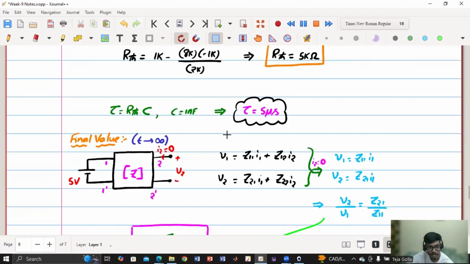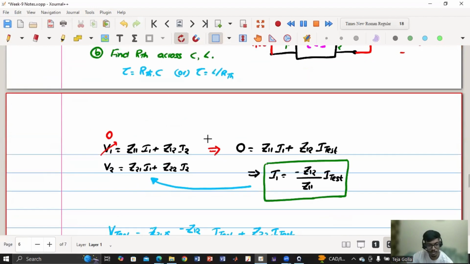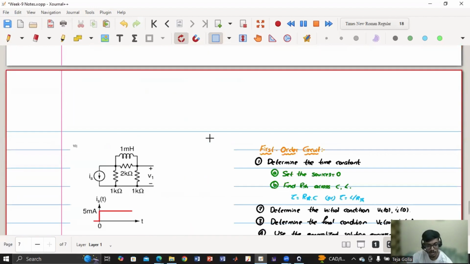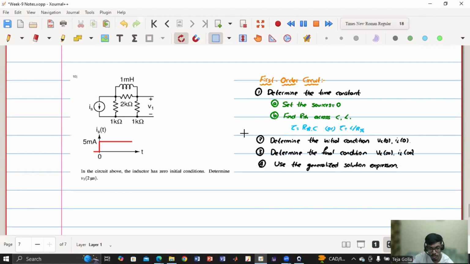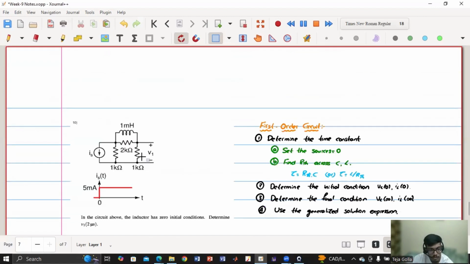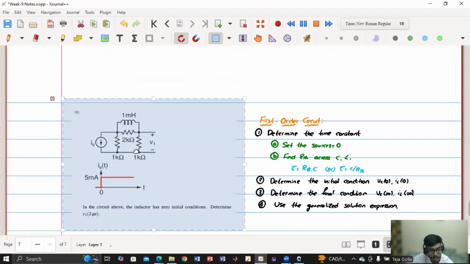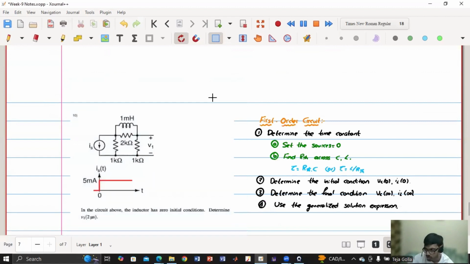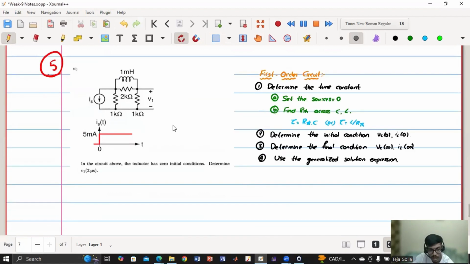Now we have 7. The last problem was 4, and now we are discussing problem number 5. This is very simple and straightforward, as one of you has pointed out. For calculating tau, first we'll start with the time constant tau. We have to remove all the sources.